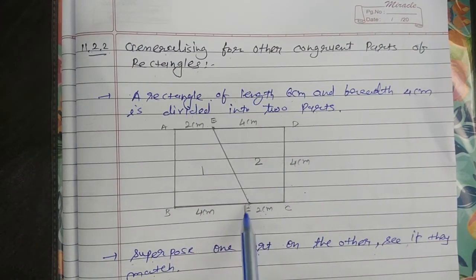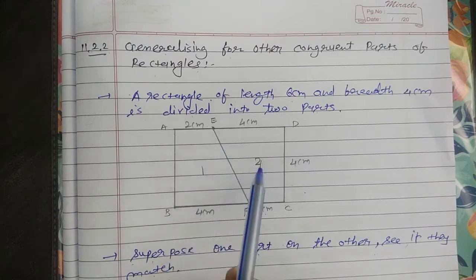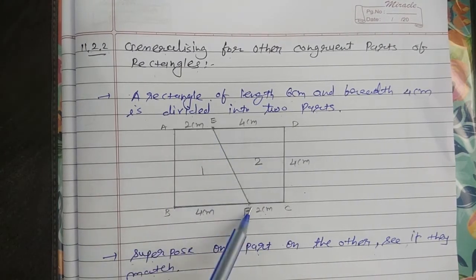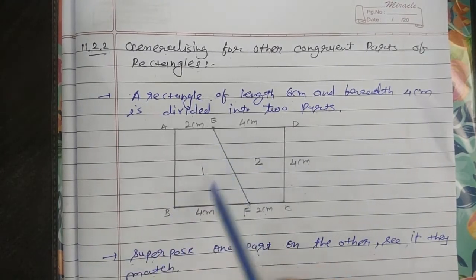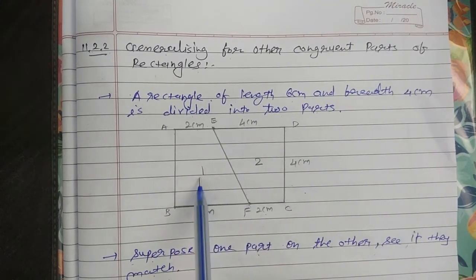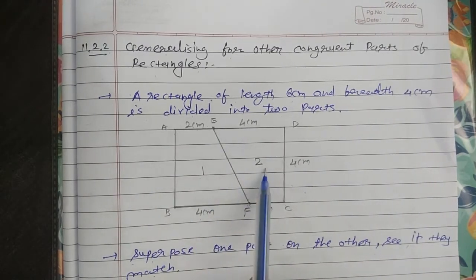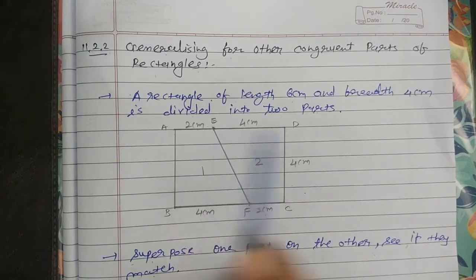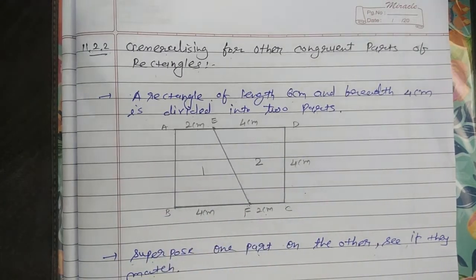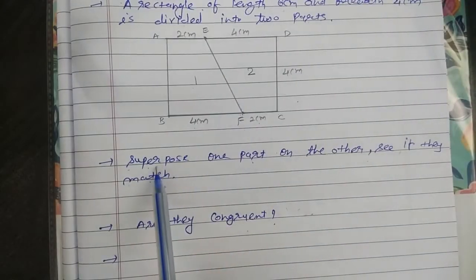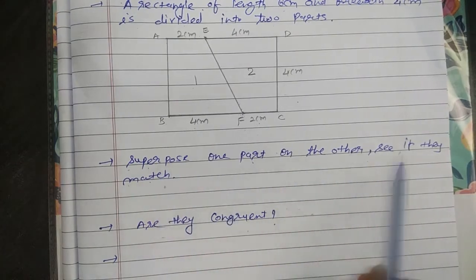Now we have to divide it. How do we divide this rectangle? We connect E and F through a straight line, and now we have divided it. So this is one part and this is the second part. These 1 and 2 parts make a rectangle. Now it is given that we should superpose one part on the other and see if they match.